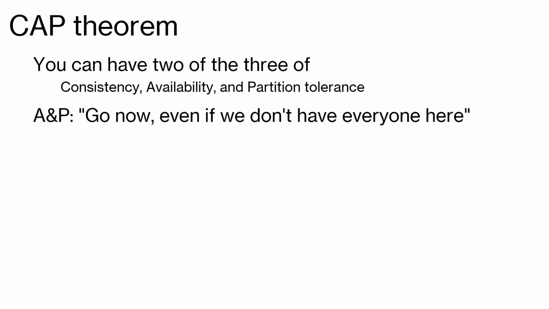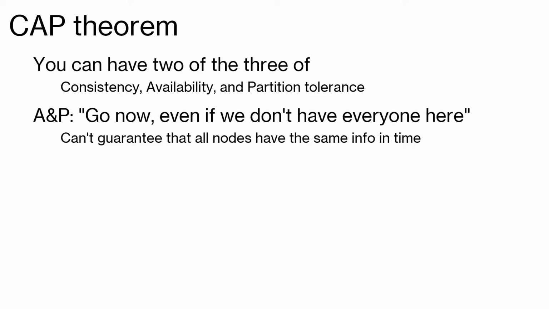So let's just look at the intuition here. If we want availability and partition tolerance, everything needs to work all the time, and we need to work even if we don't have everyone here. In that case, we just have to go even if we don't have everyone. If we don't have everyone, we don't know what they know, so we lose consistency.